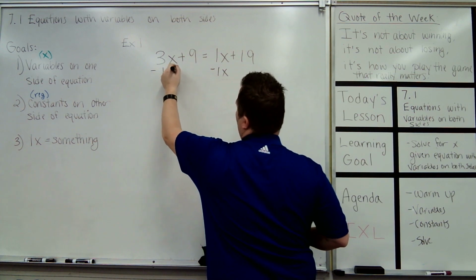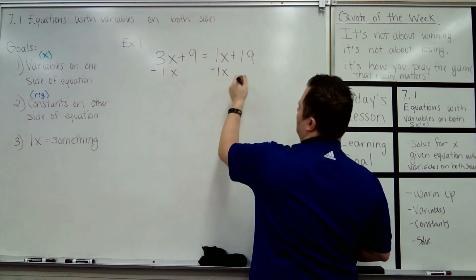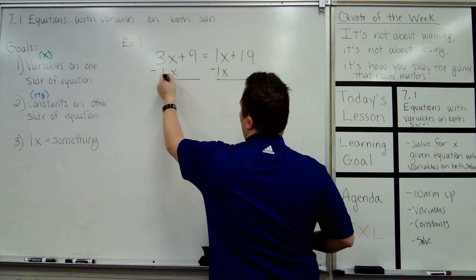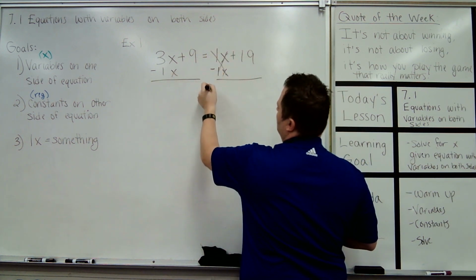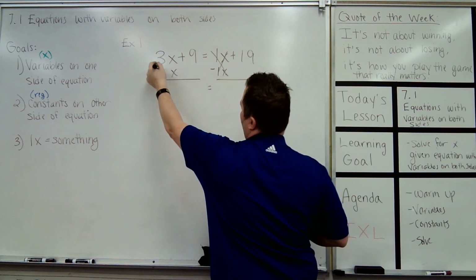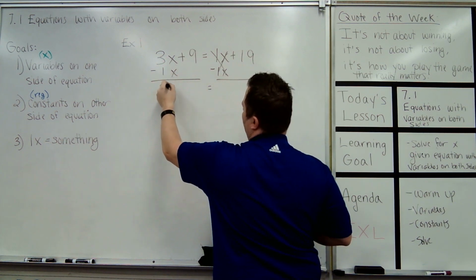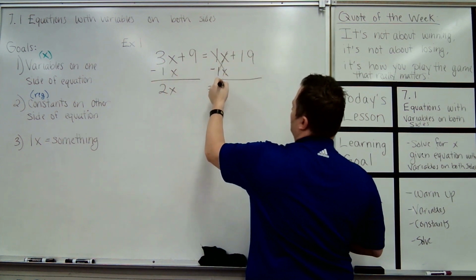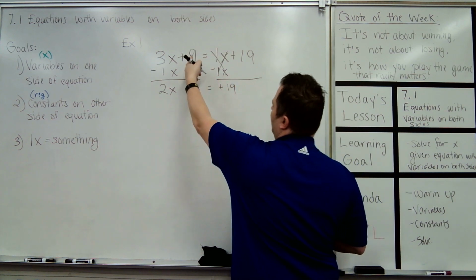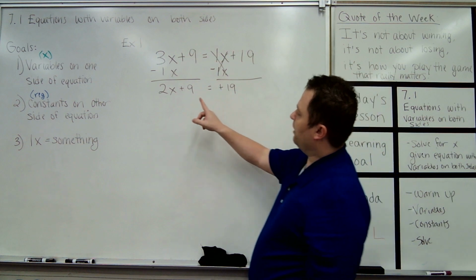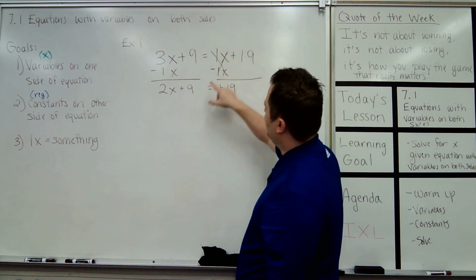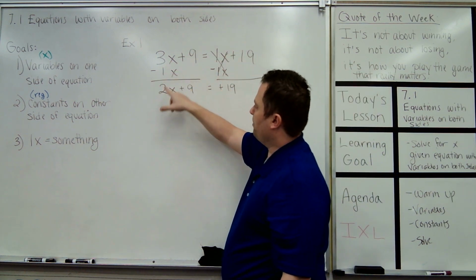So subtract 1x from both sides, and I'm subtracting because it's positive. Okay, remember the opposite operations? 1x minus 1x, they cancel. I did the same thing to both sides. So 3x take away 1x is just 2x. I didn't touch this plus 19, so the plus 19 is still there, and so is this plus 9. Goal 1 has now been accomplished. I canceled it from the right, and what remained was on the left.